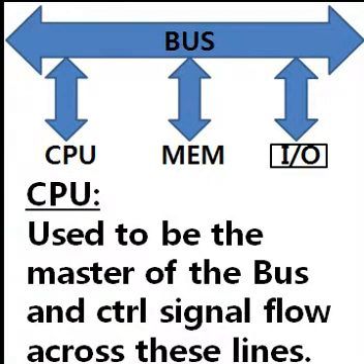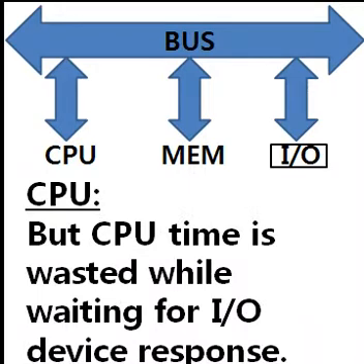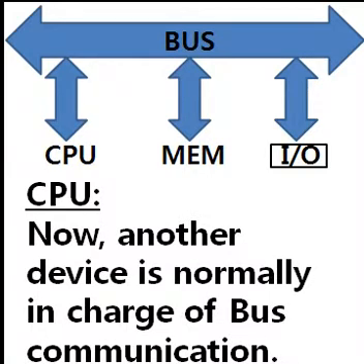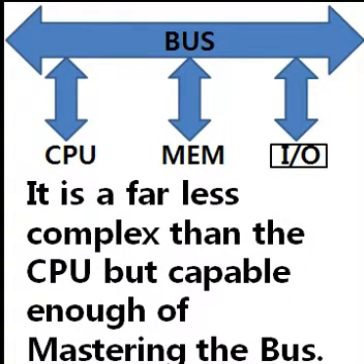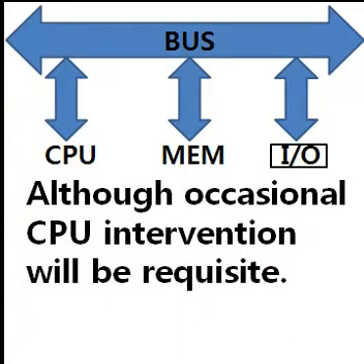And the CPU used to be the master of the bus and control signal flow across these lines. But CPU time is wasted while waiting for I/O device response. Now another device is normally in charge of bus communication. It's called a channel controller, and it orchestrates signal flow across these bus lines. It is far less complex than the CPU, but capable enough of mastering the bus, although occasional CPU intervention will be requisite.